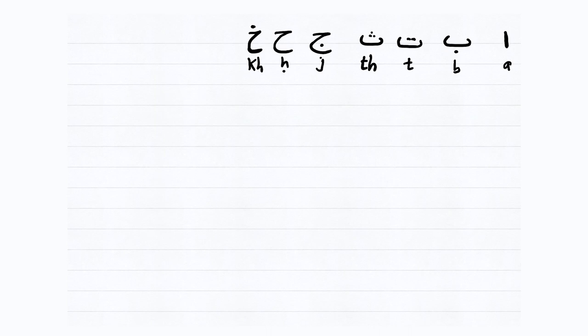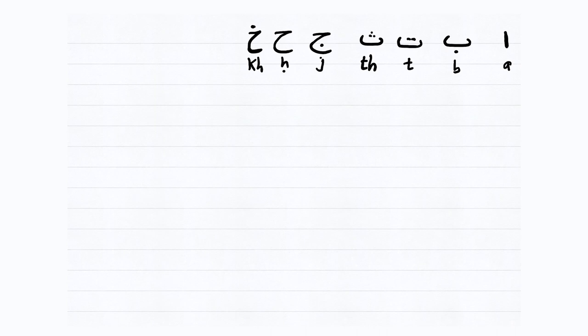Why do we add this dot underneath? Because it's a guttural letter. So I have alif, ba, ta, tha, jim, ha. Repeat. Ha, from the mid of your throat. And then kha, that's from the upper throat. You can remember kha is from the upper throat because it has a dot on top. So I have alif, ba, ta, tha, jim, ha, kha.